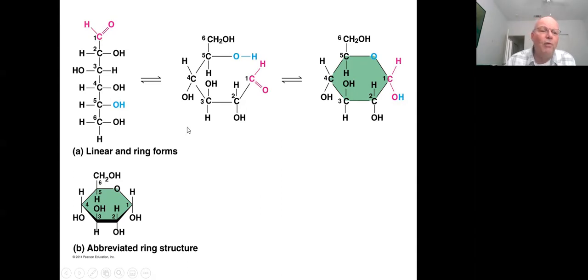Then when we draw this structure, we typically leave out the carbons. And this is a very common thing, should I say, that we use in organic chemistry. Wherever we have an intersection of lines in a diagram of a molecule, that intersection represents a carbon unless we're told otherwise.